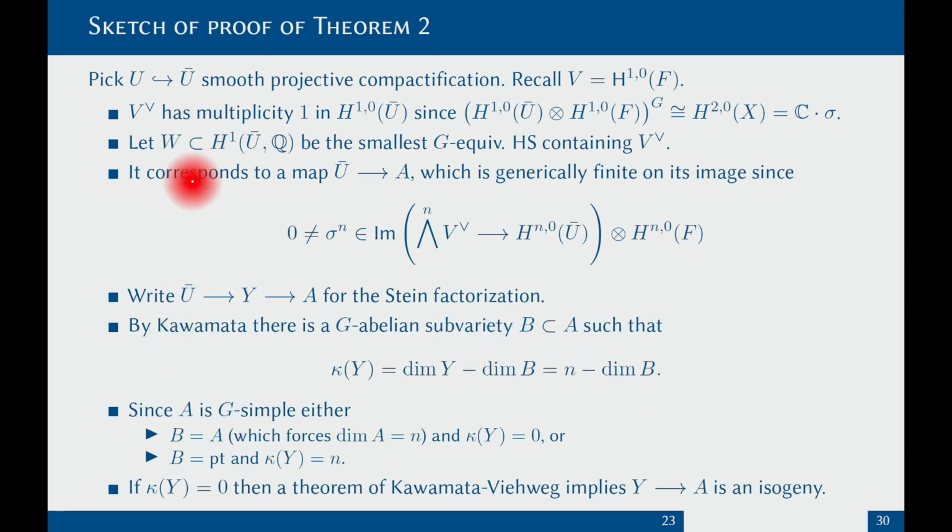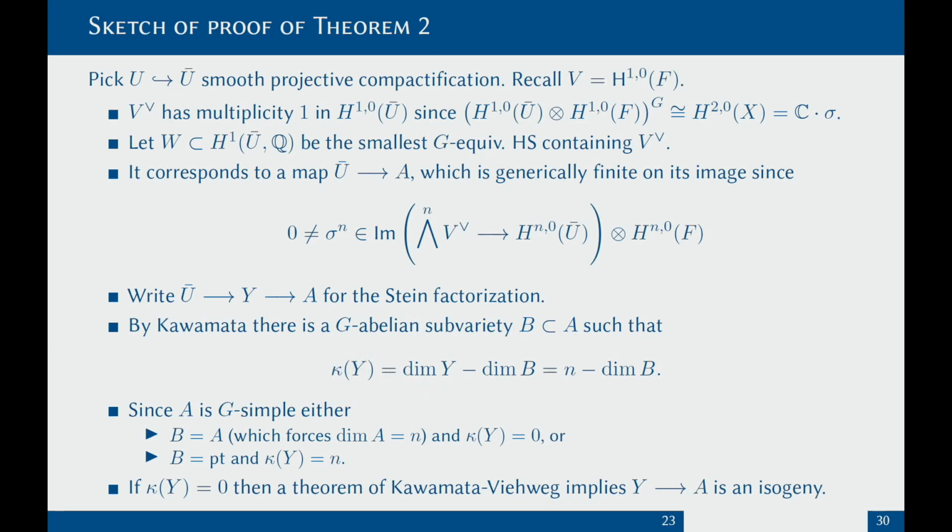But remember that A is a simple G abelian variety. It doesn't have any abelian subvarieties that are G invariant, because its Hodge structure is the smallest Hodge structure that contains a given representation. So it's simple as a G abelian variety. And so in particular, if you have a G abelian subvariety, a subvariety that's invariant under the G representation, either it's all of A or it's a point. There's no other alternative. And so this forces either the Kodaira dimension to be equal to 0 or the Kodaira dimension to be equal to n.